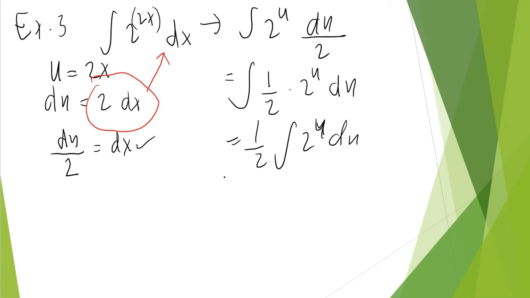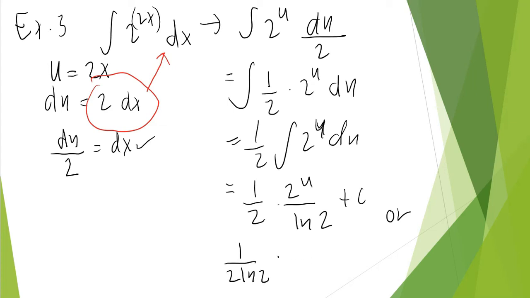And then now we integrate 1/2. So by exponential rule, this will become 2 raised to u over ln of 2 plus c. Or, the final answer can be 1 over 2 ln of 2 times 2 raised to u. Yung u, isa-substitute na natin yung 2x. So, 2 raised to 2x plus c.